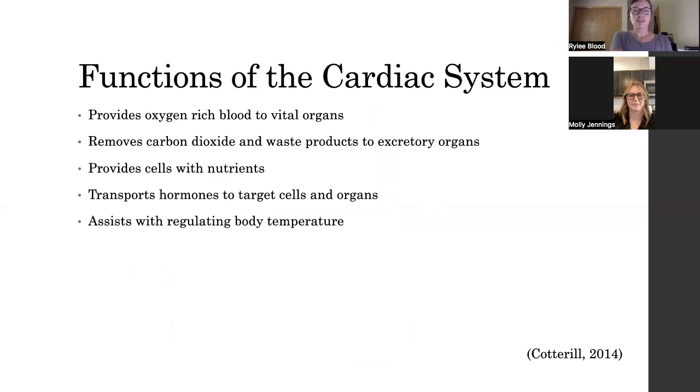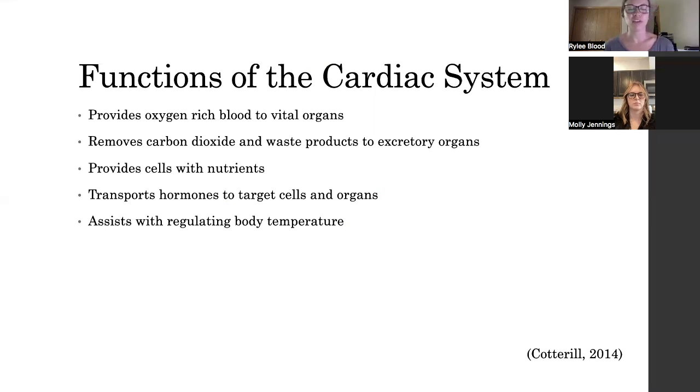The heart has a few functions in the cardiac system. It first provides oxygen-rich blood to the vital organs, which I just spoke about. Once it comes back from the lungs, it can pump the blood, which is carrying the oxygen, to the rest of the body. It removes waste such as carbon dioxide, and the blood carries it to the excretory organs such as the kidneys for excretion.